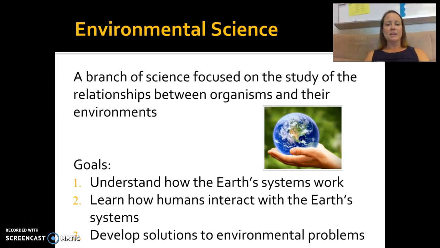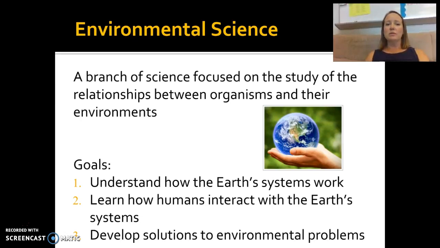Environmental science is the other portion of our course after earth science, and it focuses on the study of the relationships between organisms and their environments. So we will look at ecosystems, biomes, how organisms interact with each other. We will also look at how humans interact with their environments. We are organisms as well.